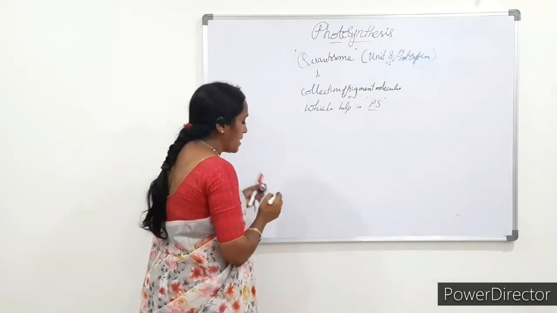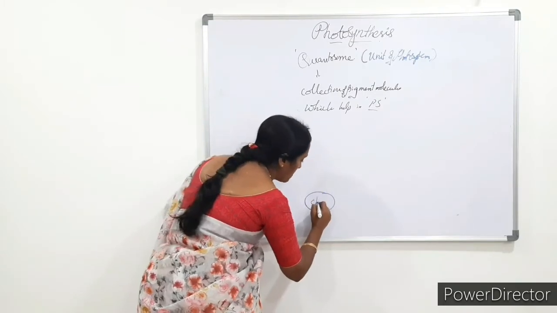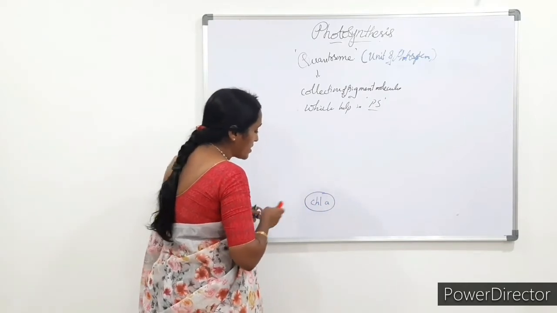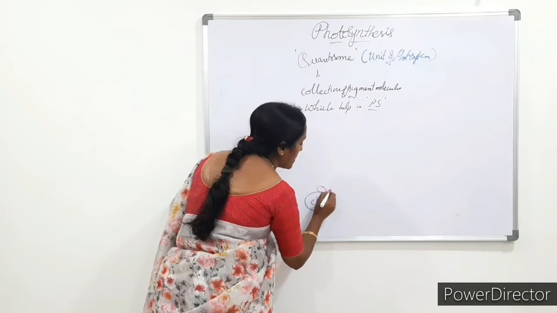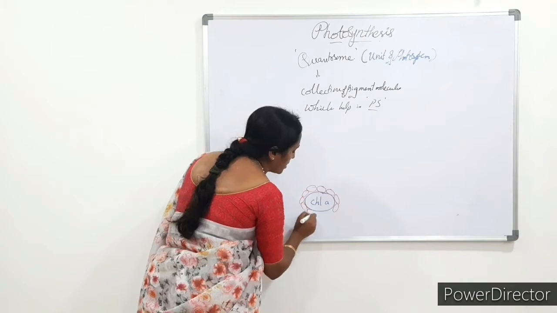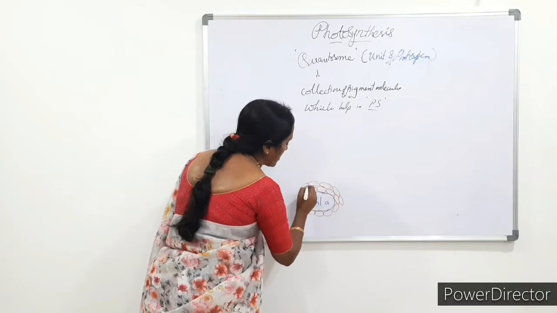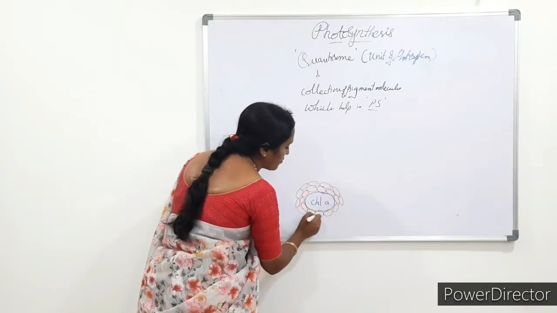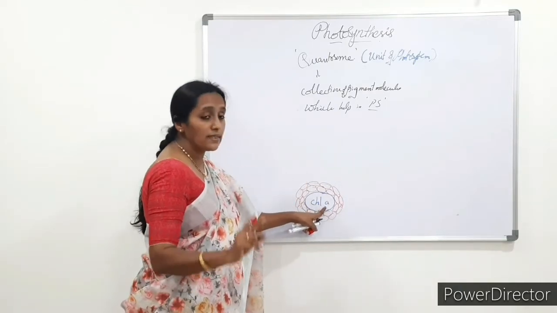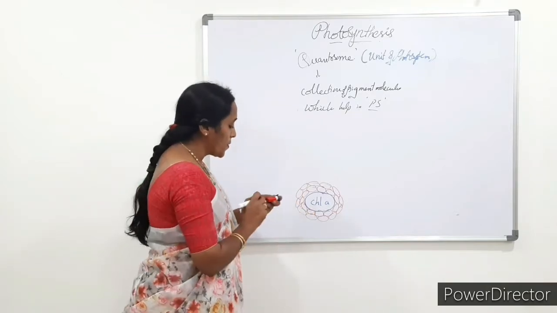This unit of photosystem has a single chlorophyll A pigment, which is surrounded by many accessory pigments. These pigments may be xanthophyll, carotenoid, and other chlorophyll pigments like chlorophyll B, C, D or E, whatever it may be. But chlorophyll A is a single one. The unit has only a single chlorophyll A pigment.